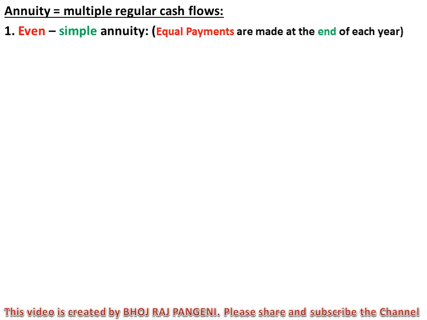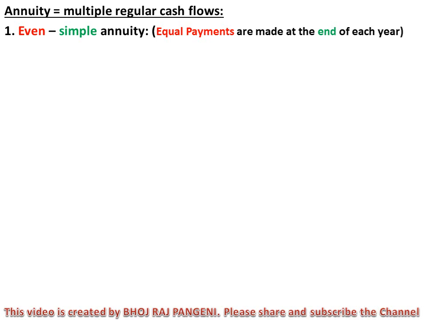Now this is all about the single cash flow, and now annuity. Now it's turn to talk about the annuity. Annuity means multiple regular cash flows. There is no single cash flow, there are multiple and regular cash flows, that is called an annuity. So number 1, even simple annuity.